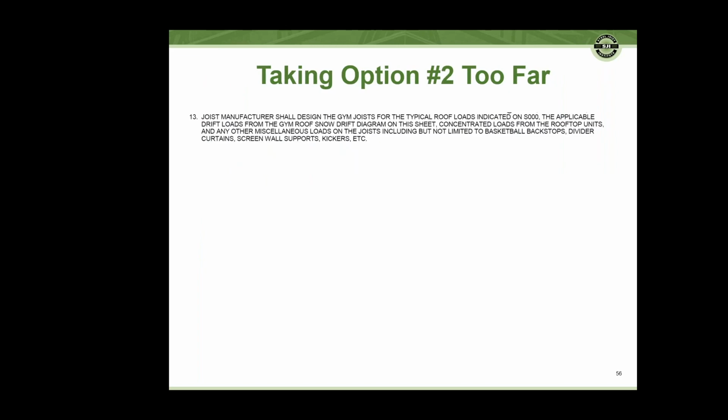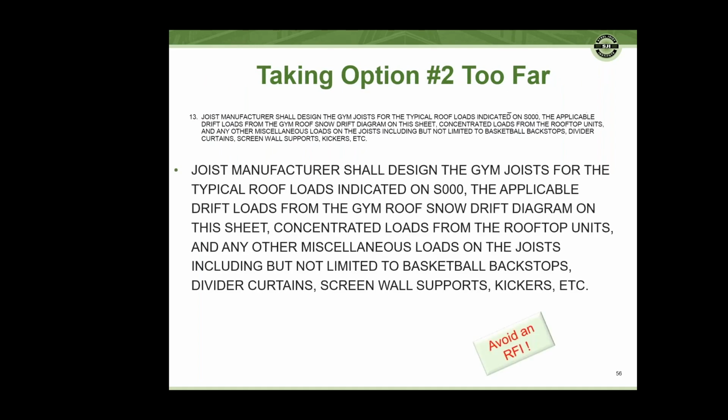Here's an option of taking option number 2 a little too far, so I've rewritten this note from a set of drawings in bigger font. Joist manufacturer shall design the gym joist for the typical roof loads indicated on S000, the applicable drift loads from the gym roof snow drift diagram on the sheet, concentrated loads from the rooftop units, and any other miscellaneous loads on the joist, including but not limited to basketball backstops, divider curtain, screen wall supports, kickers, etc.